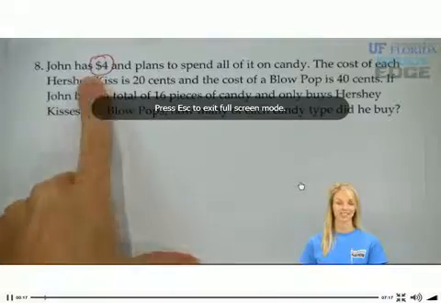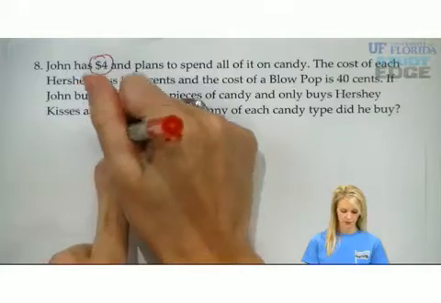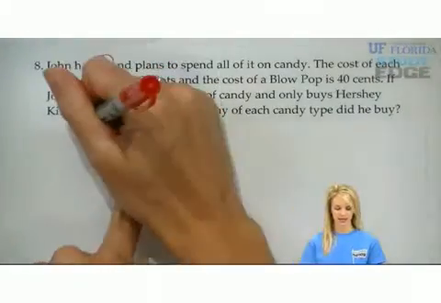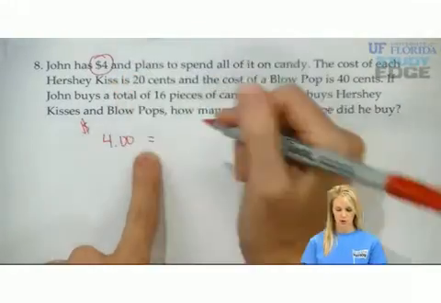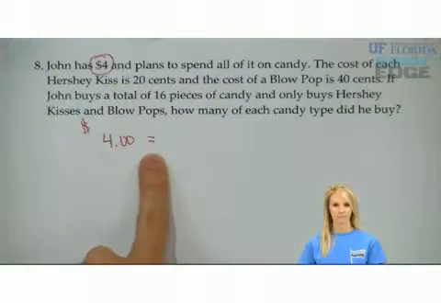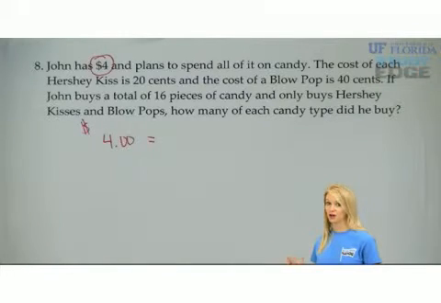He spent $4 on candy. So the total amount of money that he spent was $4. Let's think about that for money. Where does that $4 come from? Some of the $4 was spent on Hershey Kisses. Some of the money was spent on Blow Pops.